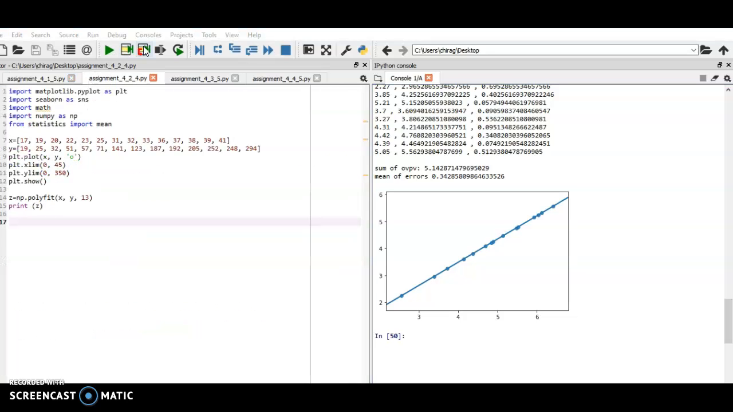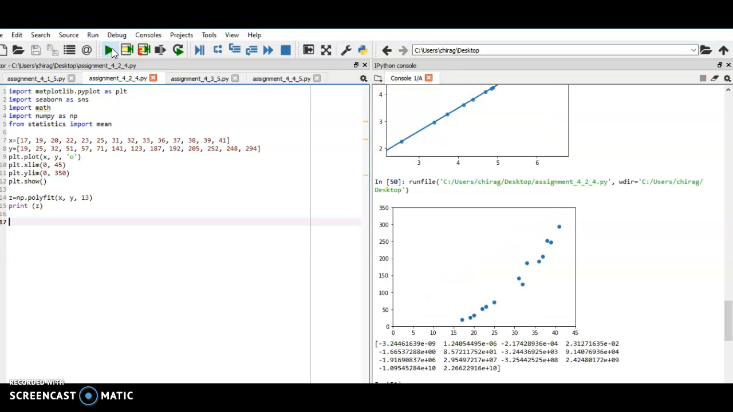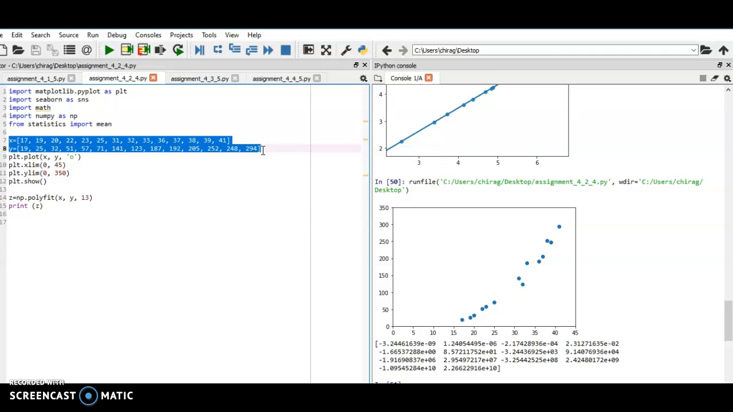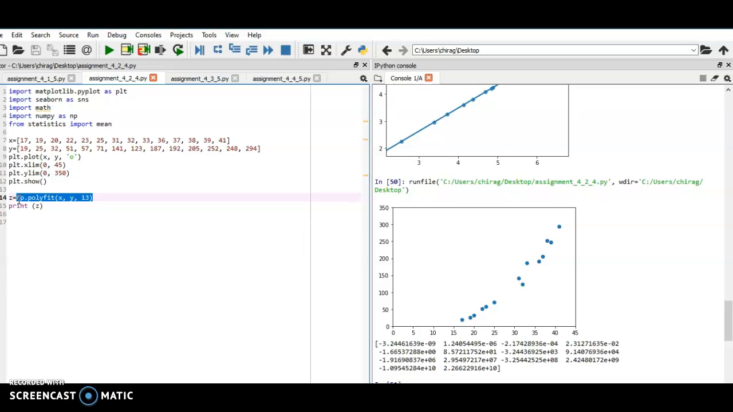Now the second problem, 4.2.4. In this problem we are trying to use a 13-degree polynomial that passes through the data points as an empirical model. We have x and y data given in the problem. We are generating a plot using x and y data, as you can see in the output. And then we use the polyfit function to generate the 13-degree polynomial data points, as you can see in the output.